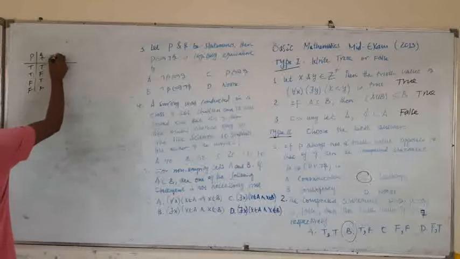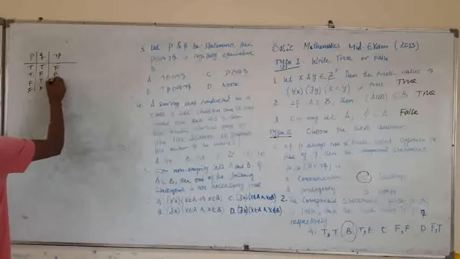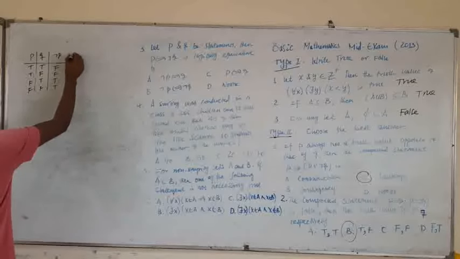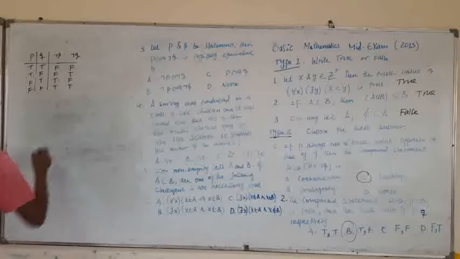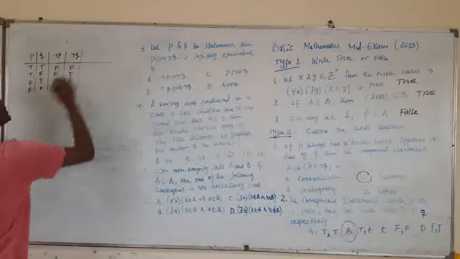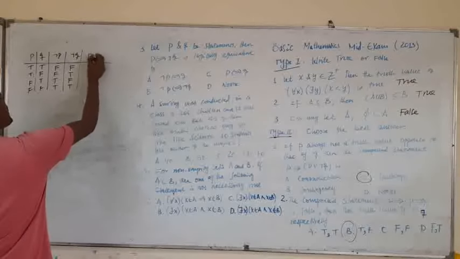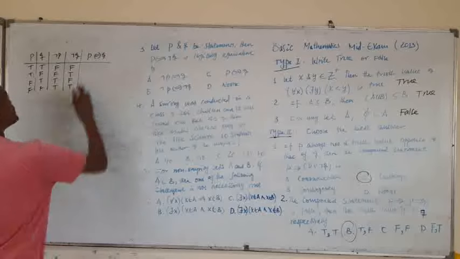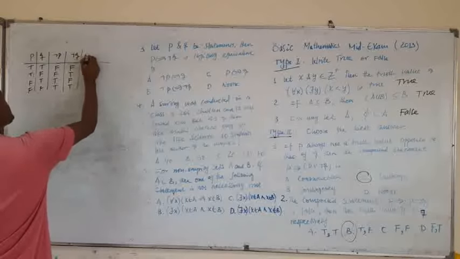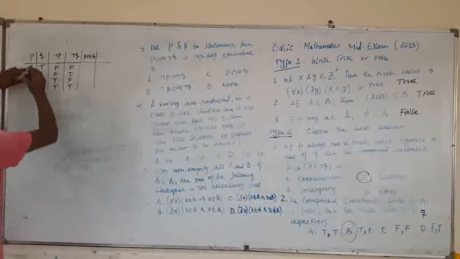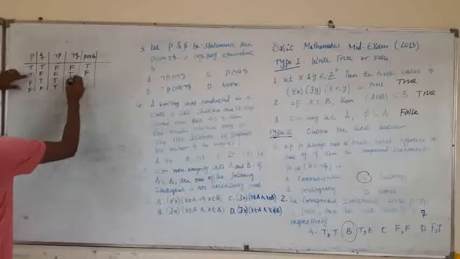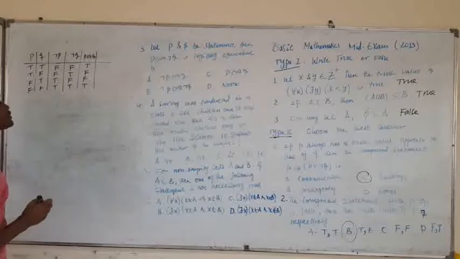And the next one is negation of P: false, false, true, true, and negation of Q: false, true, false, true. Now let's construct P implies Q. P implies Q becomes true if P and Q have the same truth value. So true here, false here, false here, and then here we have true.